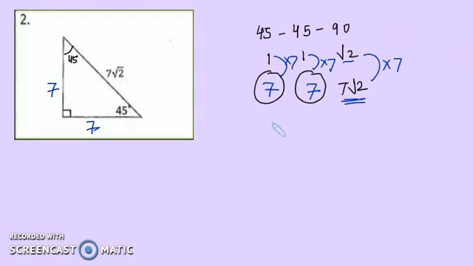This is how we find the sides of either a 30, 60, 90 or a 45, 45, 90 triangle when one ratio is given or just one side is given to us. We can find the other two sides in this way. Hope my explanation was clear. If you have any confusion, you can discuss.